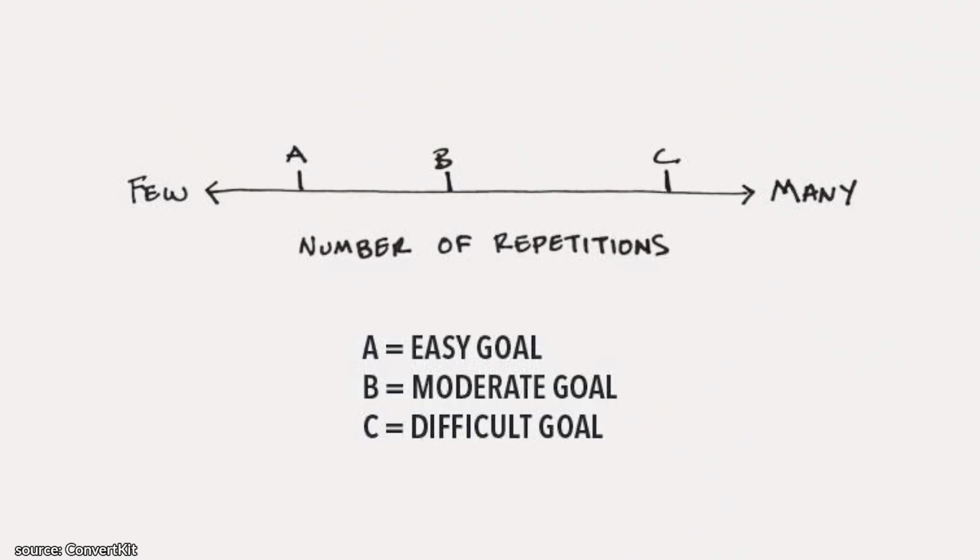So maybe point A is, let's take fitness, squatting 100 pounds. Point B is squatting 200. Point C is squatting 300. Maybe you need to put in 100 reps or 1,000 reps to get to point A. Maybe it's 5,000 to get to point B. Maybe it's 10,000 to get to point C.